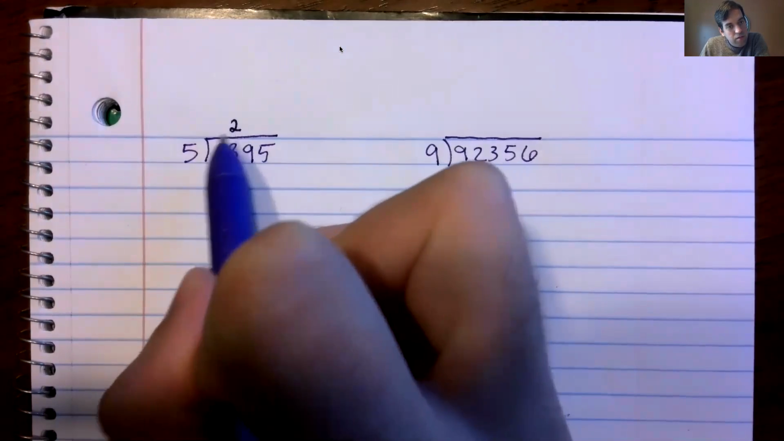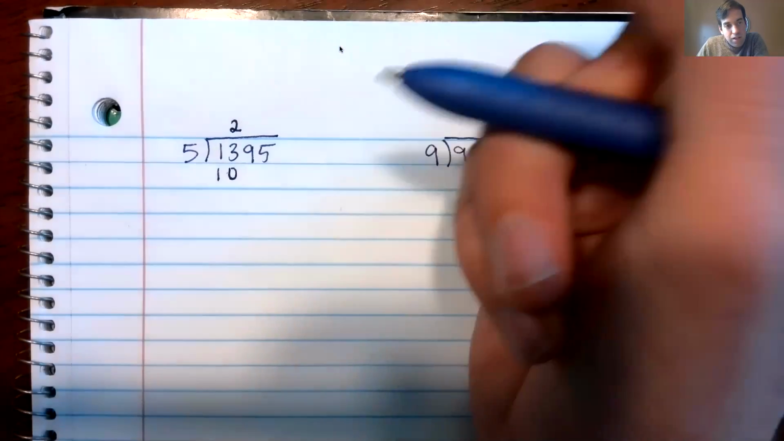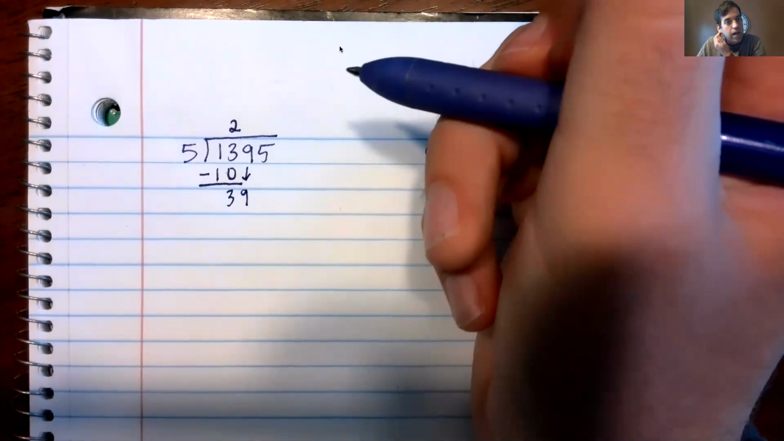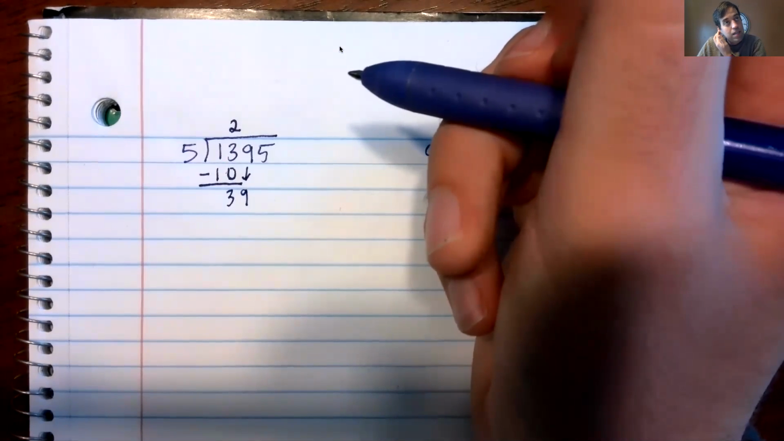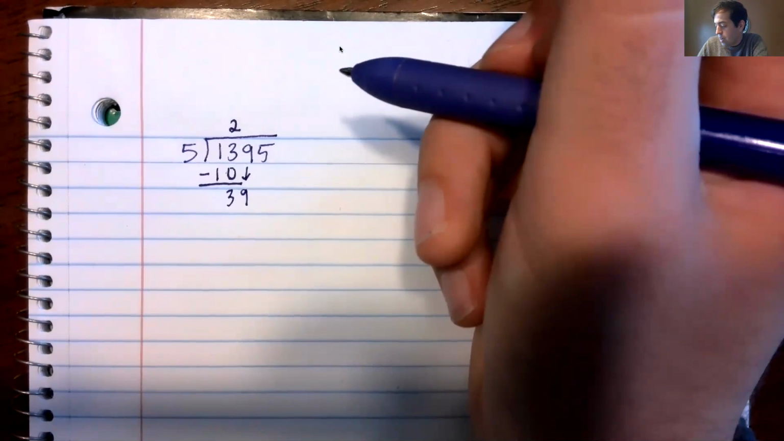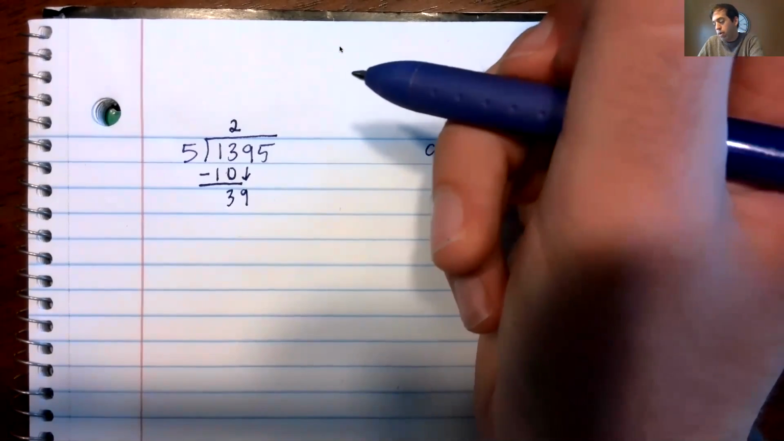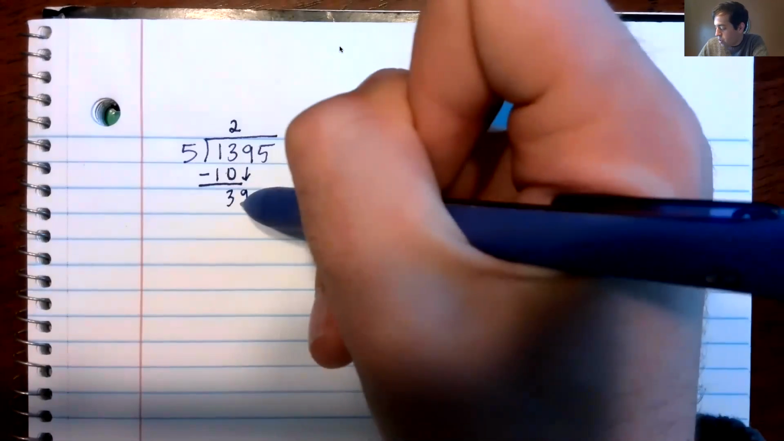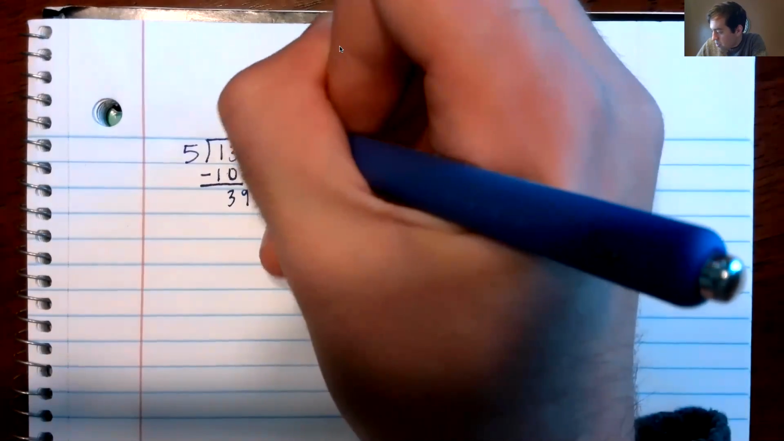And the next step is we do 2 times 5. We get 10. We write it directly underneath the 13. And then we have to subtract from the 13. So 13 minus 10 is 3. We bring down the 9 and we start over. Maybe this is something that you already have completely mastered. Hopefully that's true for many of you, but we are going to walk through these steps because, again, they're going to come back. So 5 goes into 39 7 times.